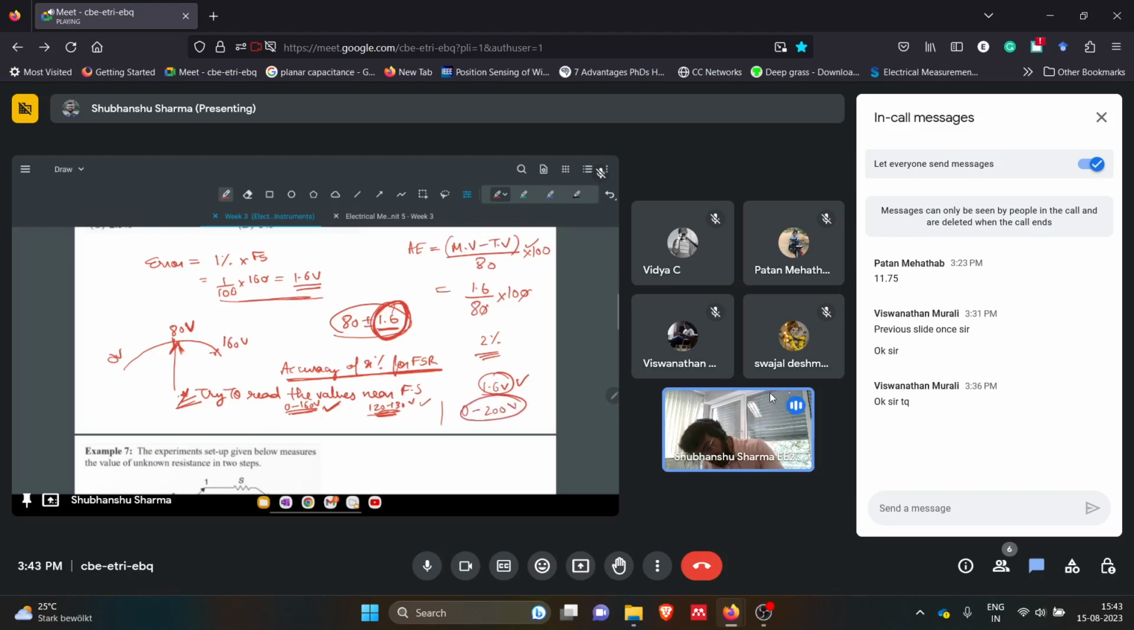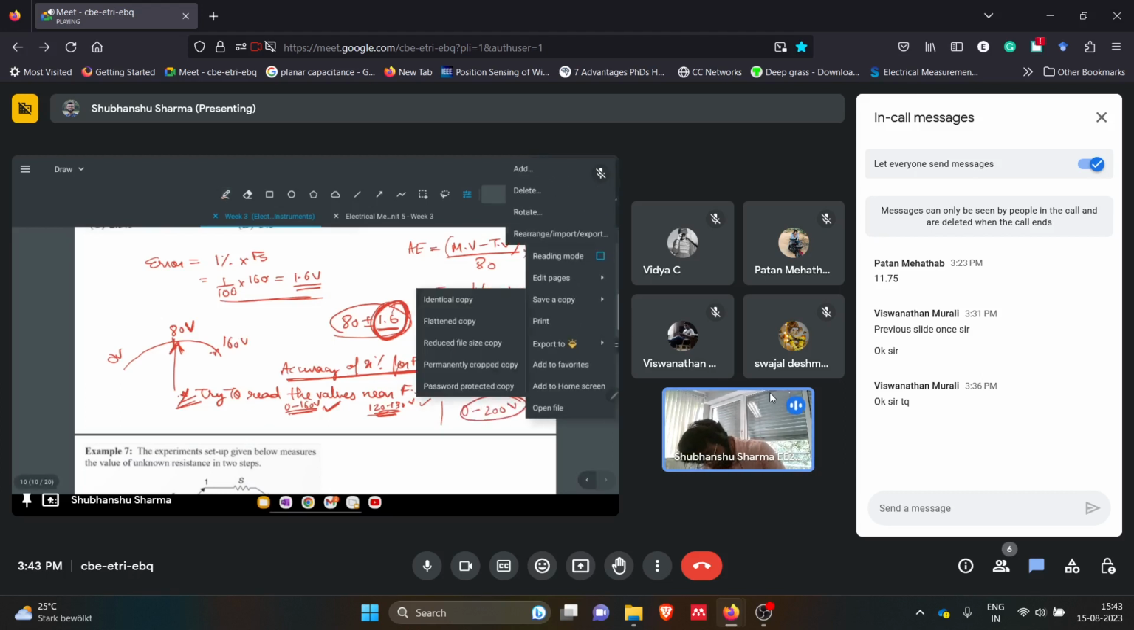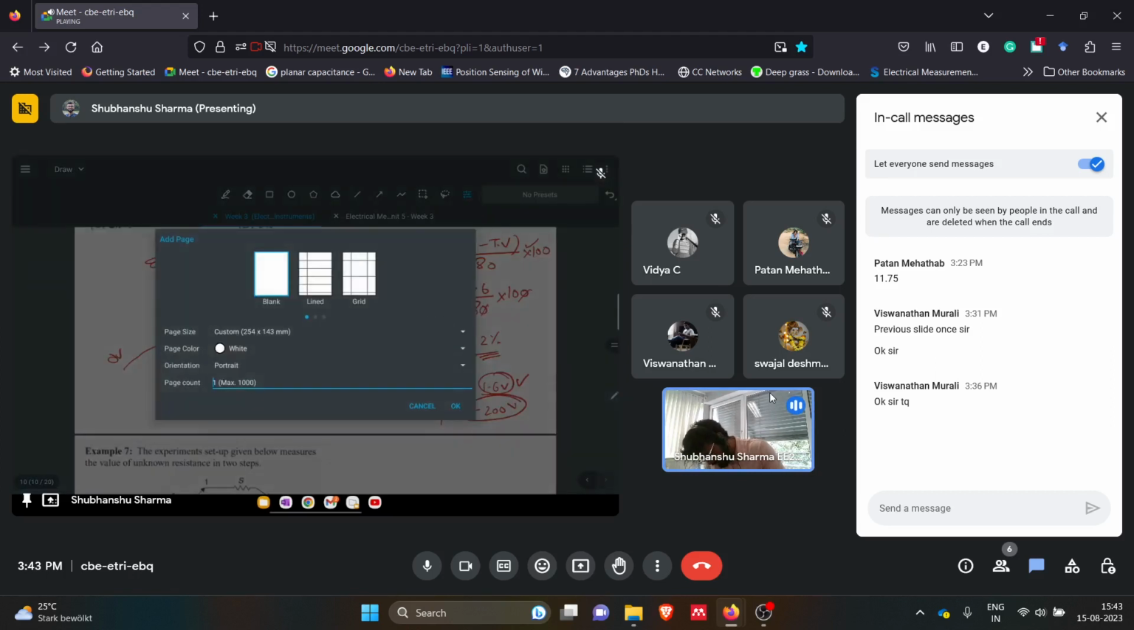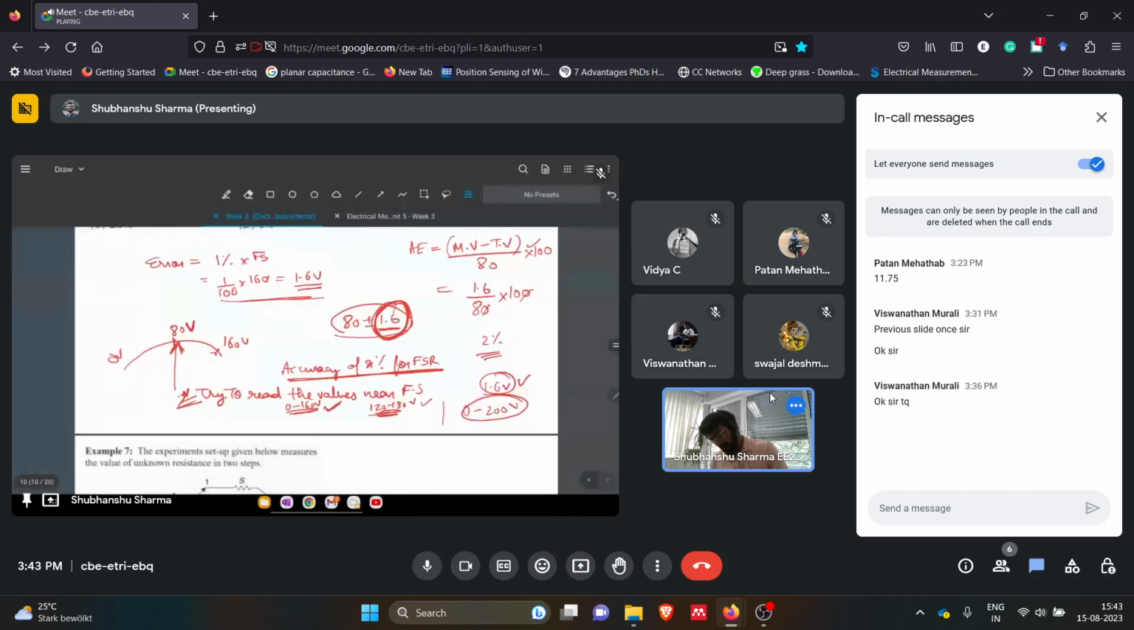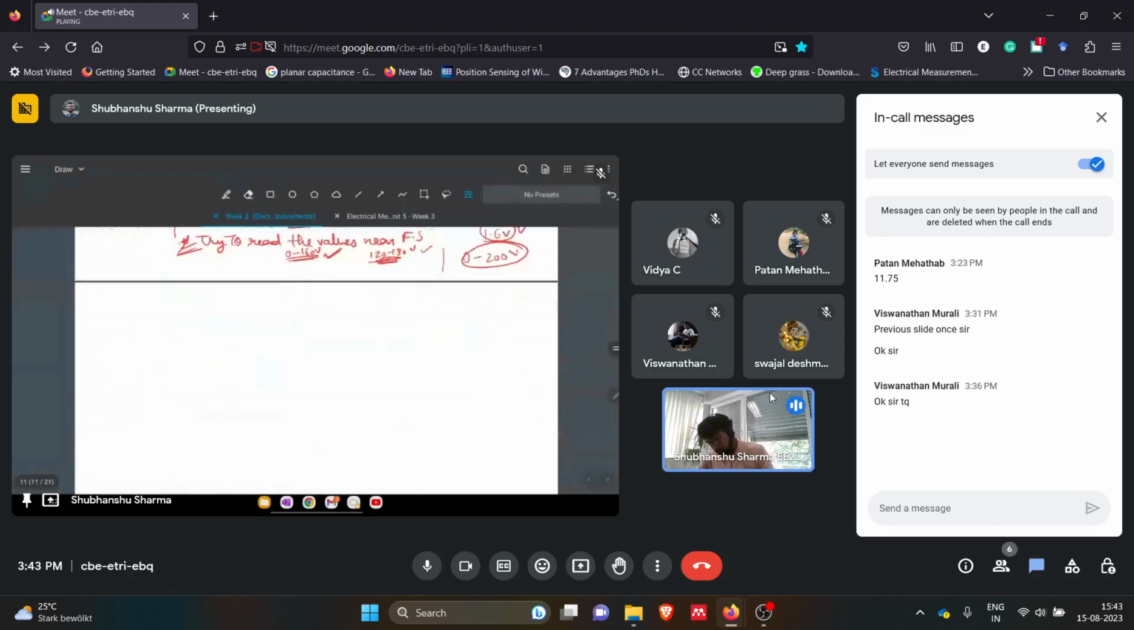Now I will explain why. This is an important concept, so you should hear this properly. Let's say you have to measure something, and you know your measurements will come near 120 to 130 volts.